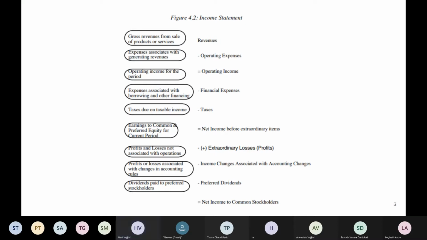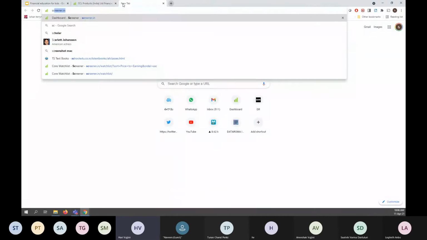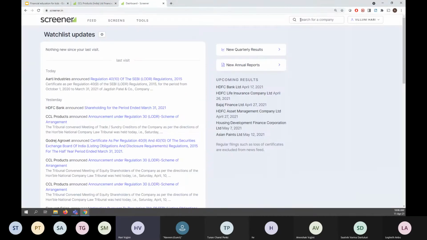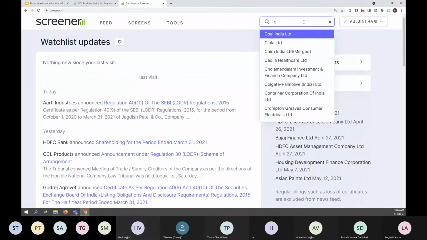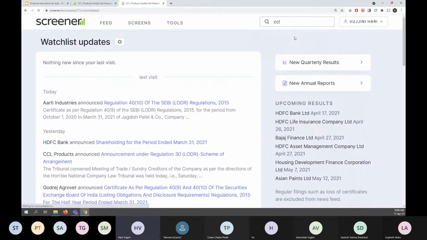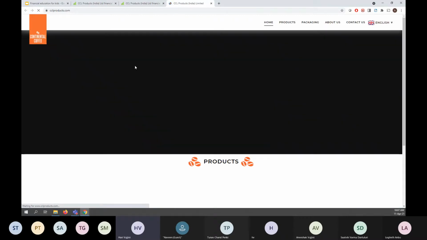Okay, let's look at a company, and let me show you a real example. If you remember, I told you that for Indian companies, you can use Screener. So I'm going to Screener. Maybe I can increase this. I'm searching for a company called CCL Products. If you look, you have a link here; you can go to this website and see what this company is. It's basically a coffee manufacturing company.